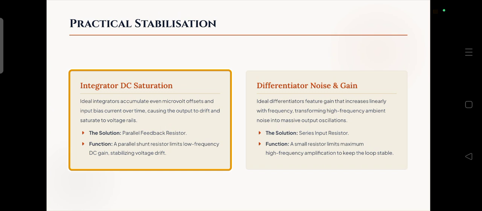And the second one is the differentiator noise and gain. Ideal differentiators feature gain that increases linearly with frequency, transforming high frequency ambient noise into massive output oscillations. The solution is a series input resistor. A small resistor limits maximum high frequency amplification to keep the loop stable.